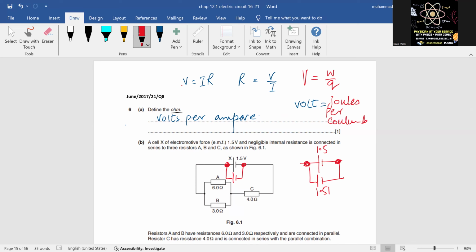Please keep in mind, when you're connecting two batteries in parallel, the first condition that should be true is that the two batteries should be of exactly the same voltage, right?